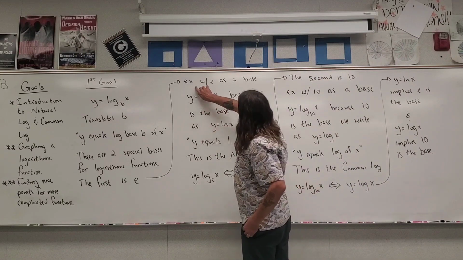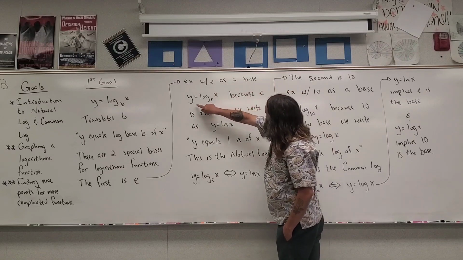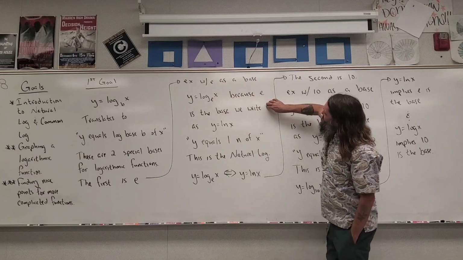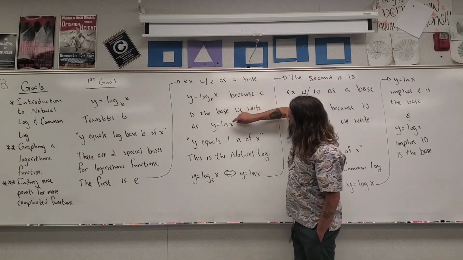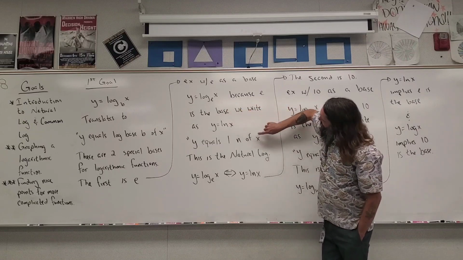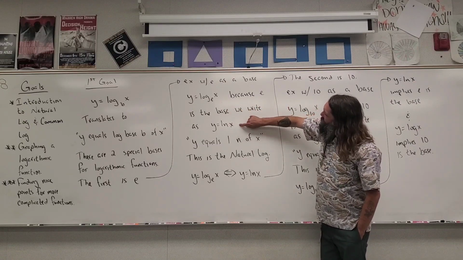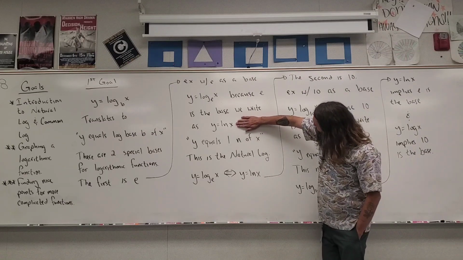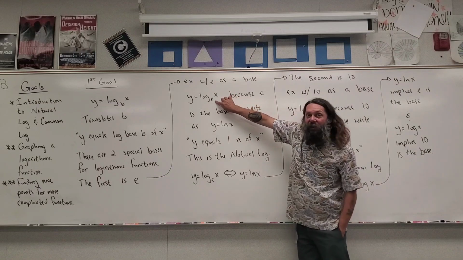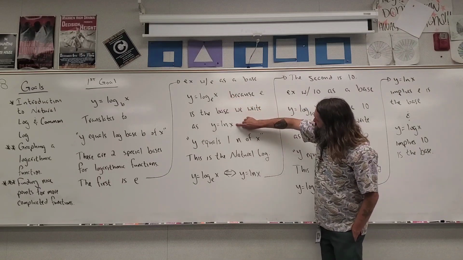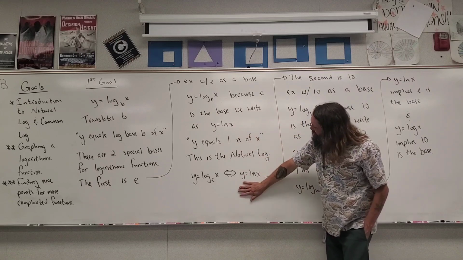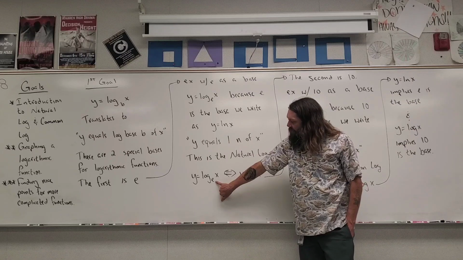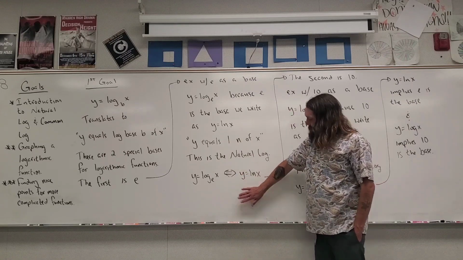All right, so an example with e as a base. We would say y equals log base e of x because e is a base. Because e is a base, we don't write it like this. We write it like this, and this translates to y equals ln of x. Or we could say y equals the natural log of x. So whenever you see this, you know that you have e as your base. So this is the natural log. If I have y equals ln of x, or y equals the natural log of x, I know that I have base e.